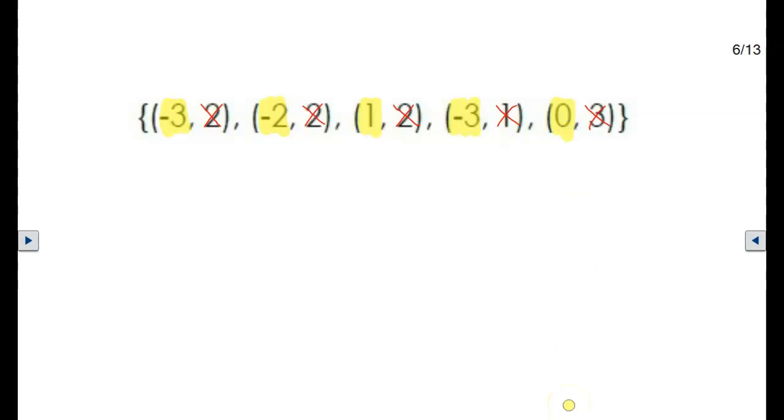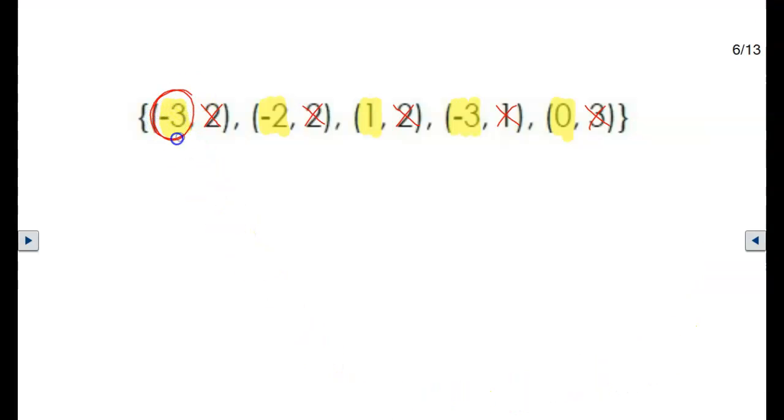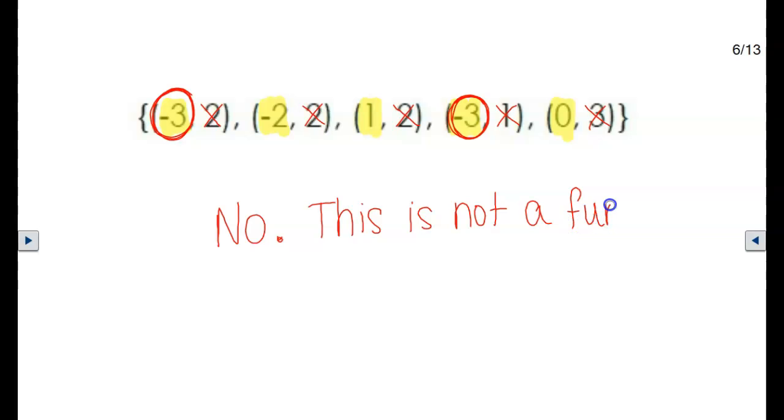So let's look at those x's. Are any of them the same? Did any of those x's repeat? Well, yeah, they did this time. This ordered pair had negative 3 for x. This ordered pair also had negative 3 for x. The others were different. I had negative 2 and 1 and 0. But the fact that I have these two x's that are the same, the fact that this negative 3 has repeated means that no, this is not a function. It's not a function because it repeats that x value of negative 3.